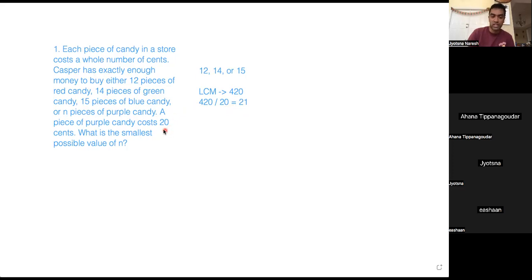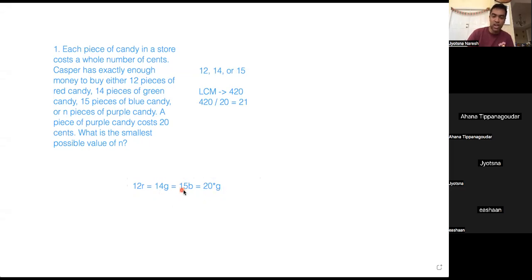Another way you could look at this is, you know that this is basically 12 times the price of a red is equal to 14 times the price of a green is equal to 15 times the price of a blue, which is also equal to 20 times something. So for this extra term, we know that if there's any prime factor in these numbers that is not covered in 20, it needs to be in this number. So we can see that 7 is a factor in 14. 2 is already in the 20, but 7 is not there. 7 needs to be a factor of g.